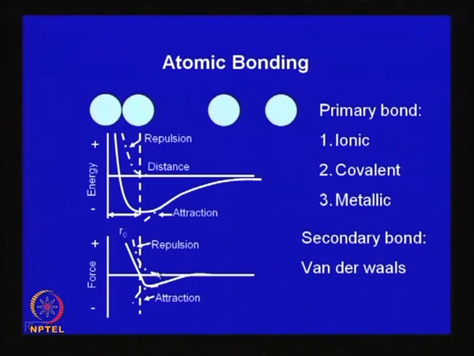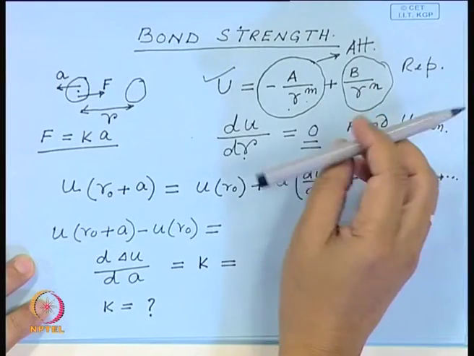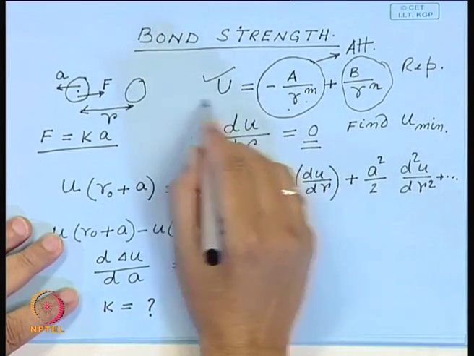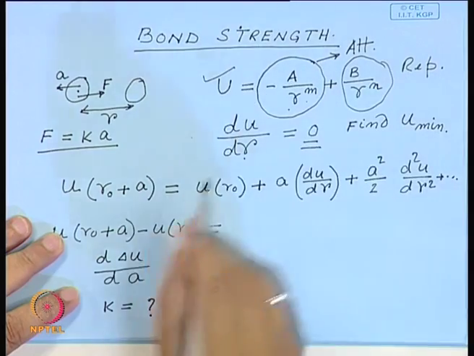Similarly, if you try to push it, if you try to decrease the distance, then also it will try to come back to its position. That means in that case the repulsion force becomes dominant. And here again, these are the three primary bonds, and the secondary bond is the van der Waals bond. In all these cases, the interaction energy can be given by an expression like this.